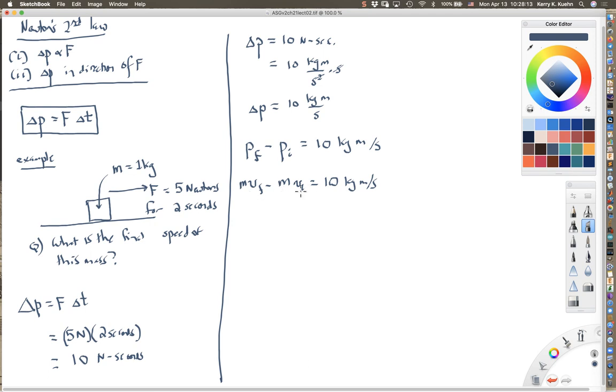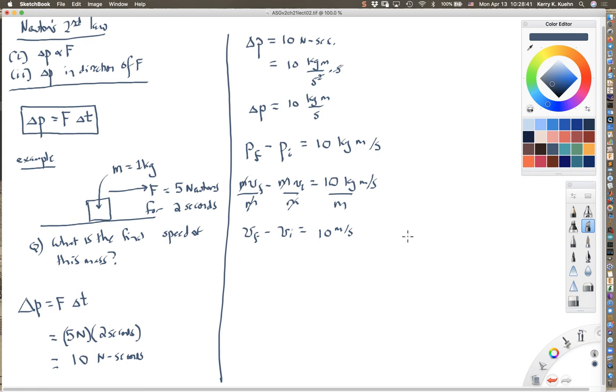So I'm just going to divide every term here by a mass of 1 kilogram. So let's just divide every term by m, which we can do. So the final velocity minus the initial velocity is equal to, these masses cancel out, and here we put a 1 kilogram mass down here, and so we're left with 10 meters per second is the final velocity minus initial velocity.